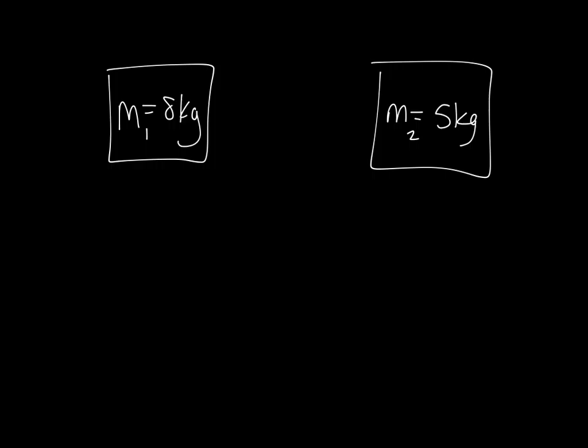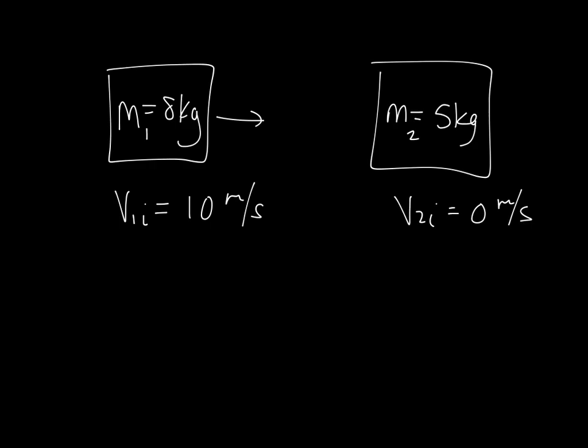How fast was the first mass moving? Theo, how fast do you want to make the first mass? Let's do 10. All right, 10 meters per second, we'll say to the right. And we'll say that the second mass is not moving initially. So we write V2I is 0.